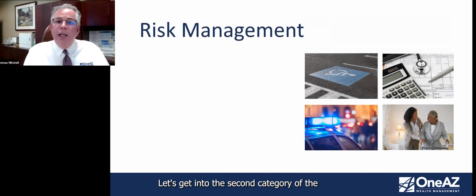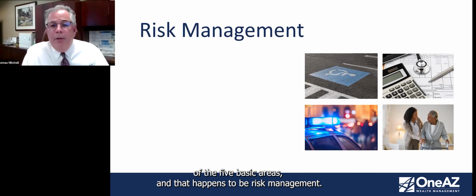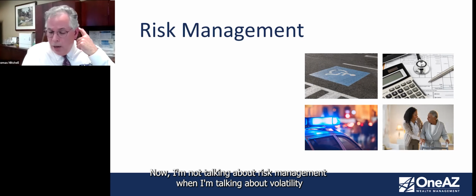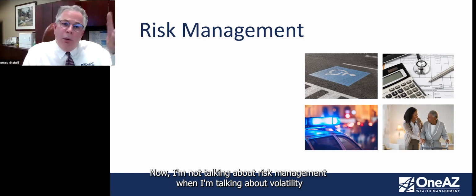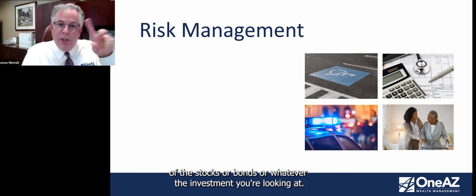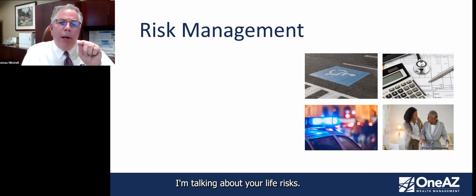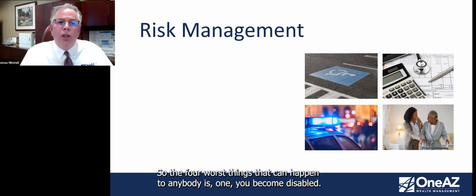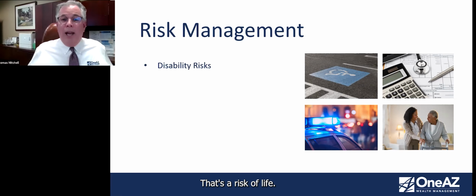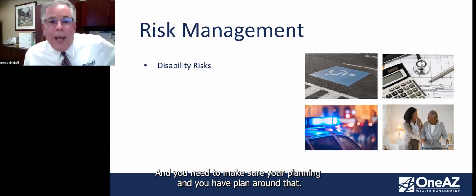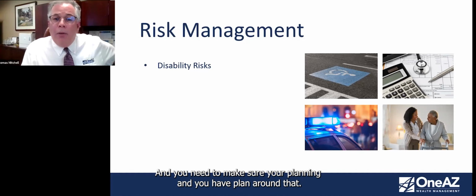All right, let's get into the second category of the 5 basic areas, and that happens to be risk management. Now, I'm not talking about risk management when I'm talking about volatility of the stocks or bonds or whatever investment you're looking at. I'm talking about your life risks. So the 4 worst things that can happen to anybody: 1, you become disabled. That's a risk of life, and you need to make sure you're planning, and you have planned around that.